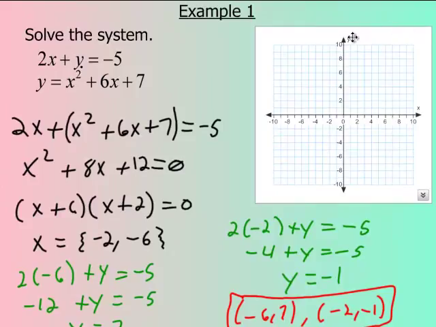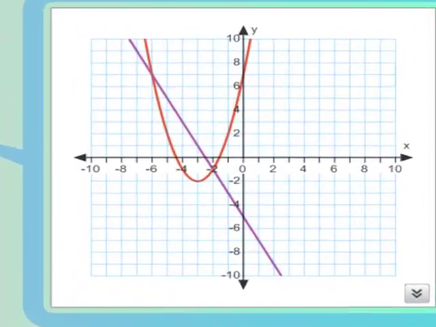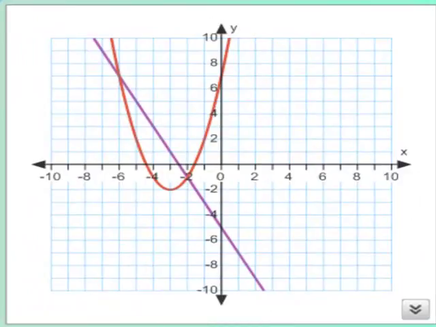So let's do that. This is what it would look like graphically. It's going to be a line going through a parabola at two points. And I can see right here that I have the point (-6, 7), and the other point is going to be (-2, -1), as we can see here. So just like as we did algebraically.